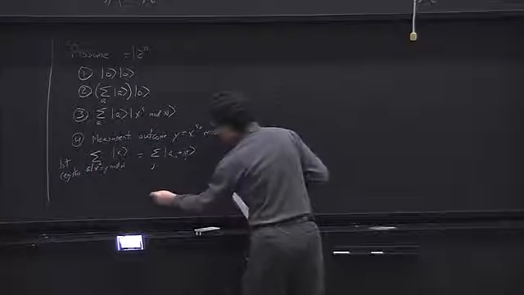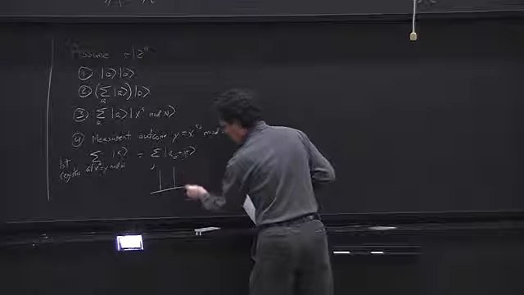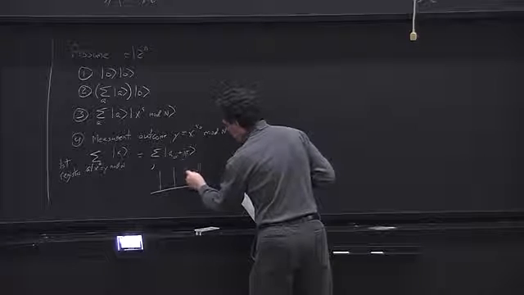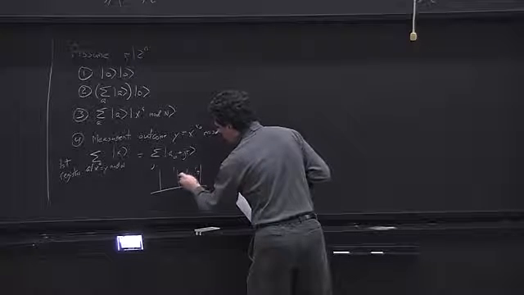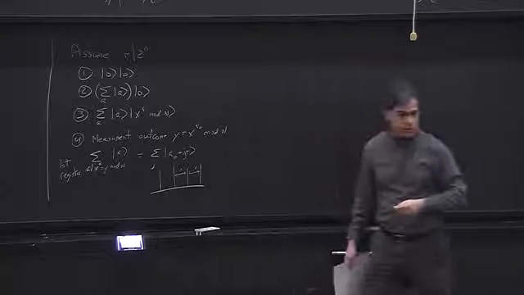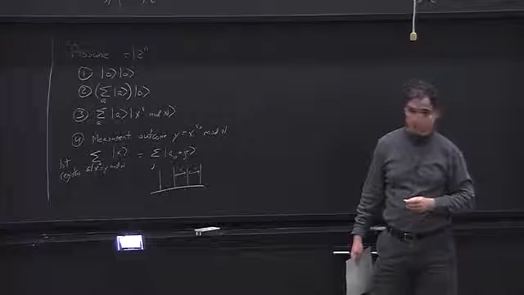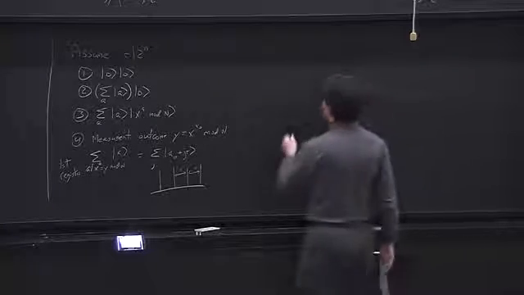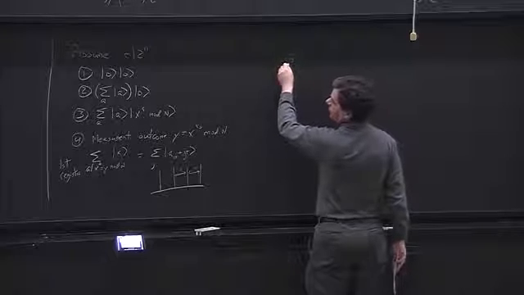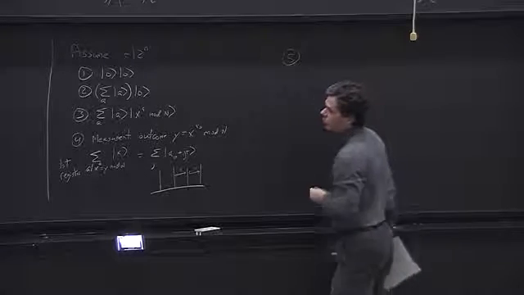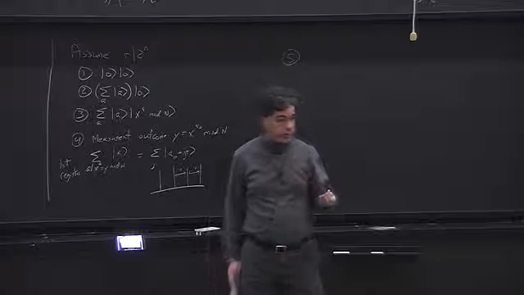And so this is a state that looks kind of like this, with a distance r between these spikes. Okay? And so now we move on to step 5, where we've taken the Fourier transform.